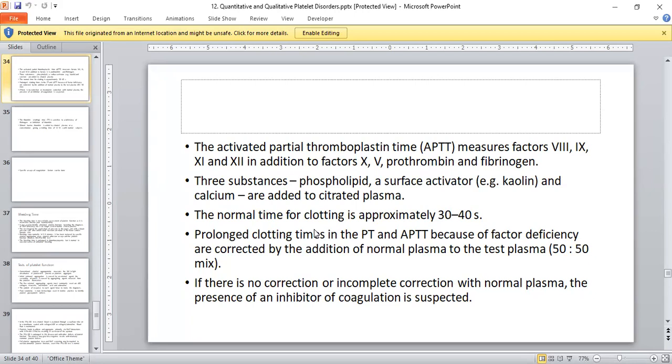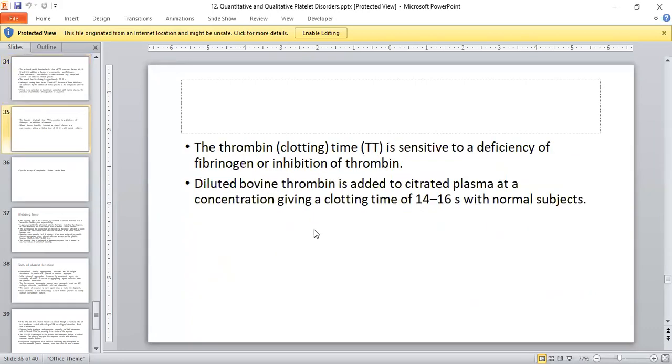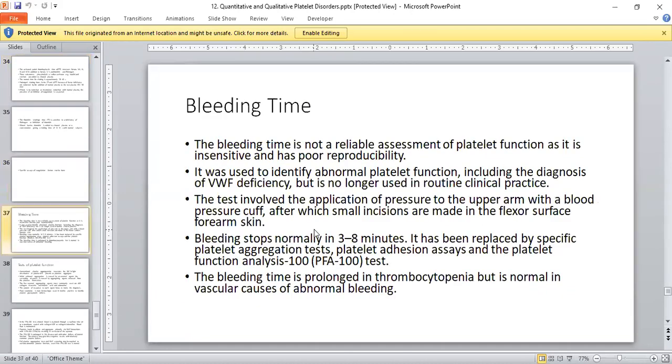Then the other test is APTT, which is activated partial thromboplastin time. This one refers to the time taken for plasma to clot after the addition of phospholipids. Phospholipids are related to collagen, the activators for the intrinsic pathway. So APTT is specific for analyzing any issues with the intrinsic pathway.